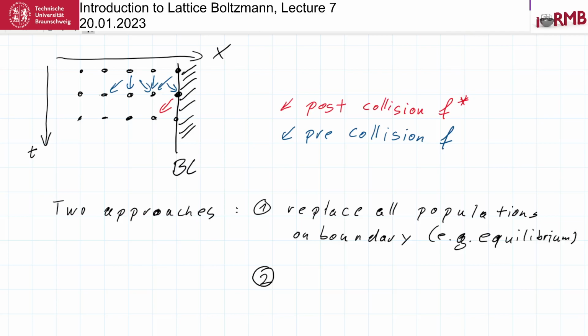And the other thing is to replace only what we are missing. Replace missing populations on boundary.